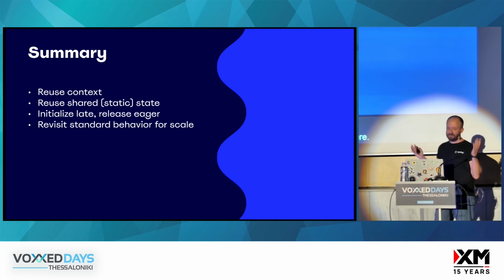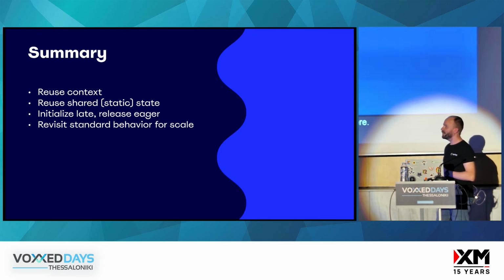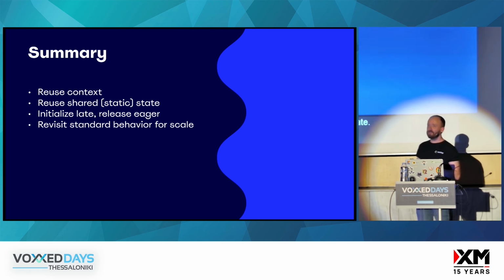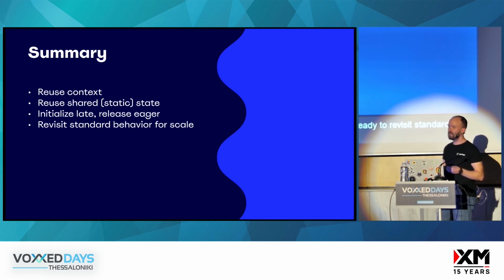So, as a summary, try to reuse context, and understand how the reusing of existing context is working. Try to initialize late and release eagerly. And if you're working on a bigger scale, be ready to revisit standard behavior. It's okay when you have projects with thousands of modules.